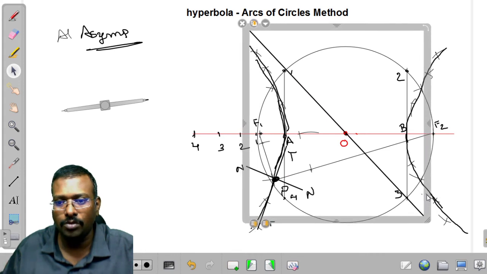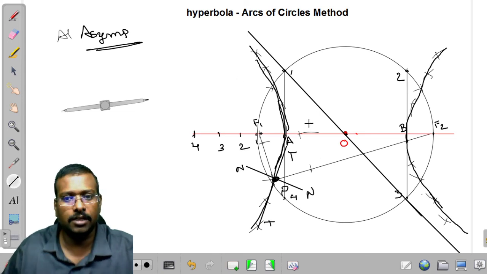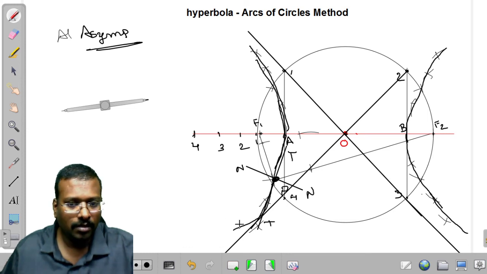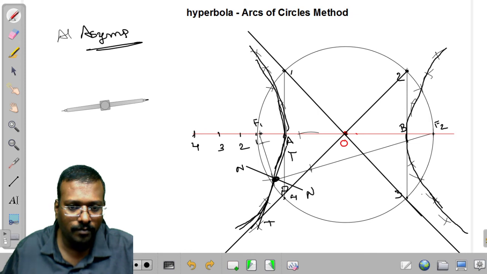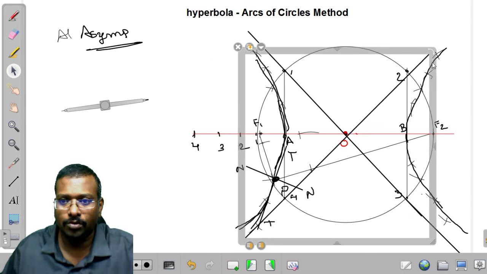While drawing the asymptote, you should be careful in one point. That is, this asymptote should cross the curve. You should not stop before the curve. Similarly, the second asymptote is this. This is the other asymptote. This is your curve. So we have to draw both the asymptotes.